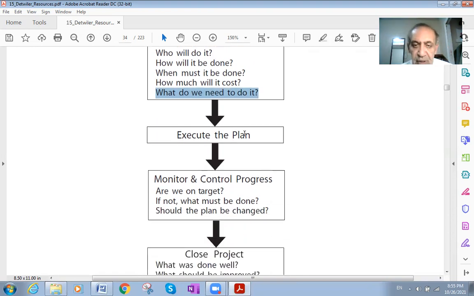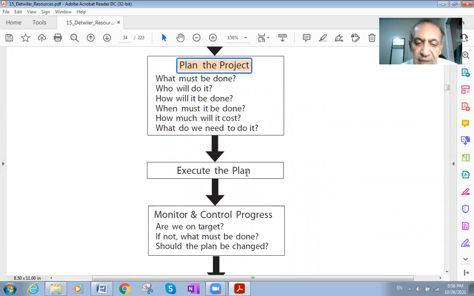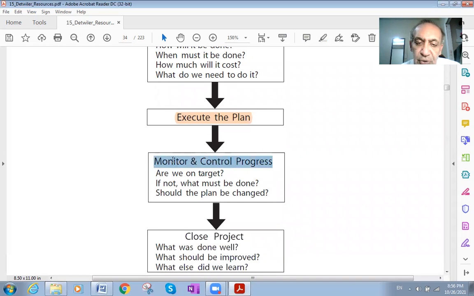Okay. Execute the plan. How will we execute the plan? Once we are done planning the project, then we start executing this plan. Execute means move into action. Then monitor and control the progress.